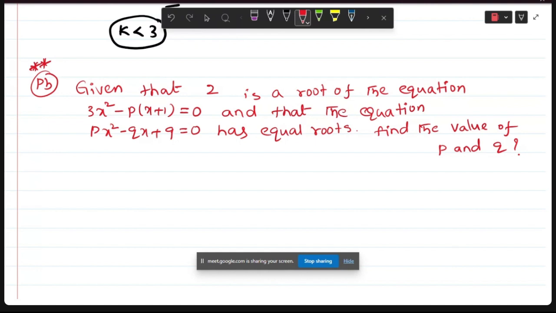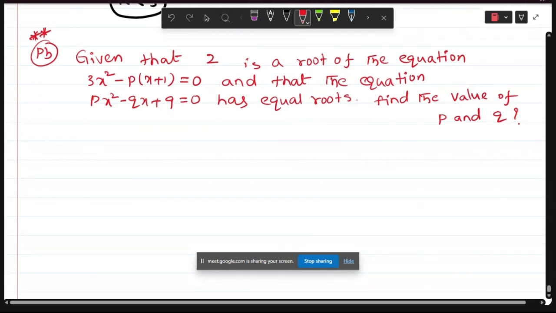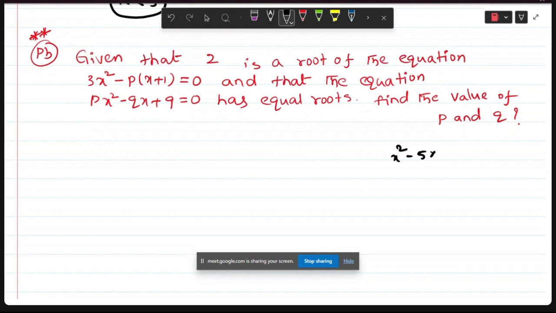Sir, what does it mean that 2 is a root of the equation? For example, suppose x square minus 5x plus 6 is equal to 0. What are the roots? x square minus 2x minus 3x plus 6 equal to 0.